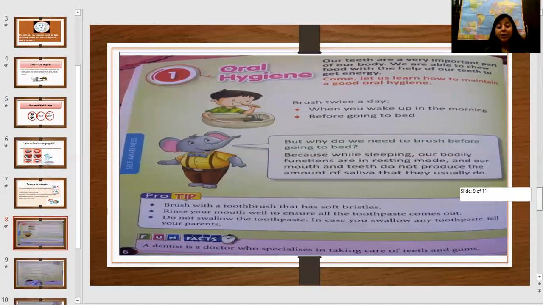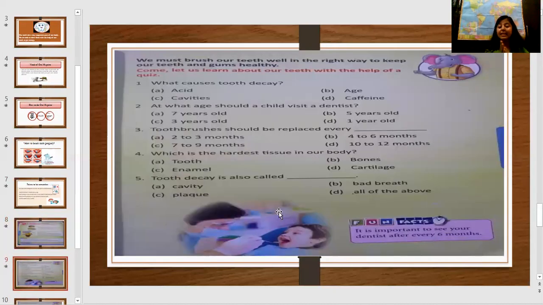Okay, students? So basically, this is a time of revision. As you can see on the screen, the first question is, what causes tooth decay? Options are A, acid, B, age, C, cavities, or D, caffeine. Let me repeat the question, what causes tooth decay?